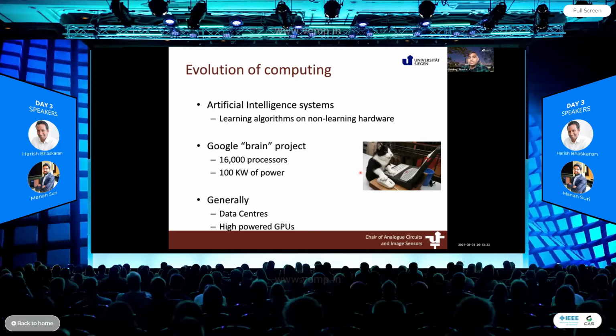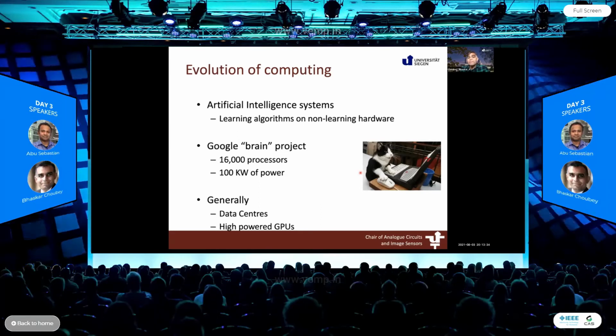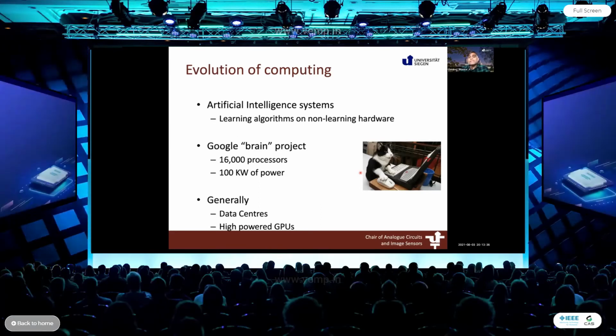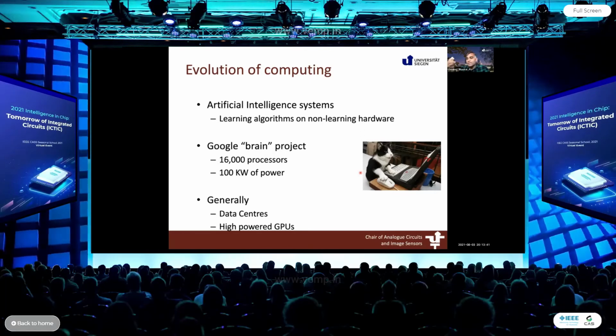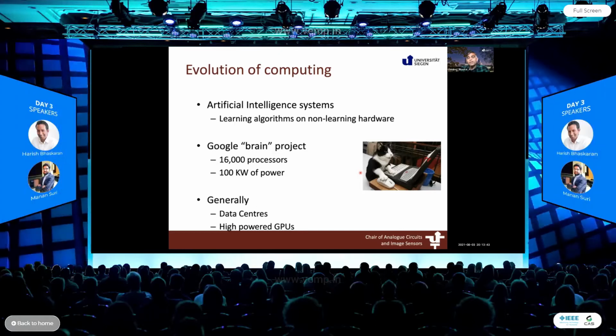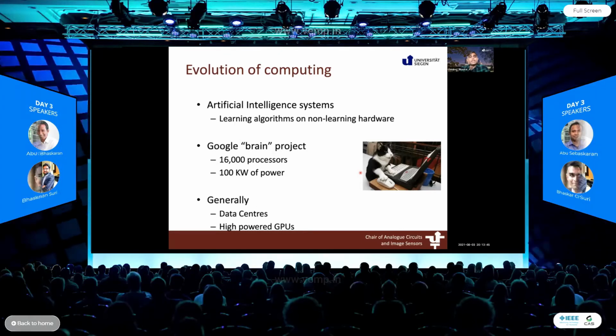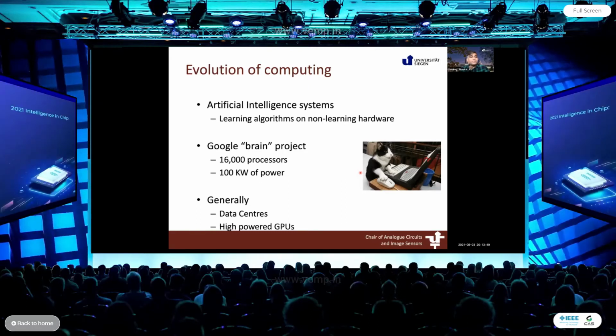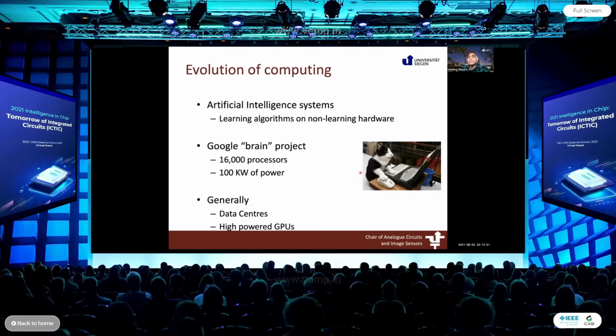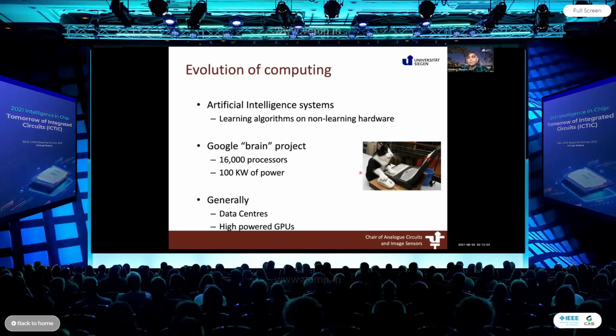However, the majority of implementations of these learning algorithms are on non-learning hardware. I mean, the famous Google Brain project. Earlier Harish was talking about the AlphaGo challenge. If you looked at the Google Brain project, which was able to identify a cat in YouTube videos, it still took 16,000 processors, 100 kilowatts of power.